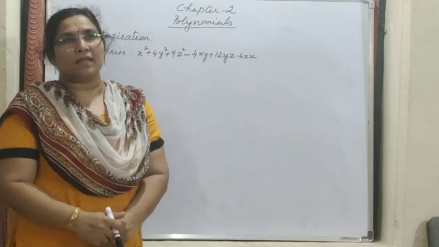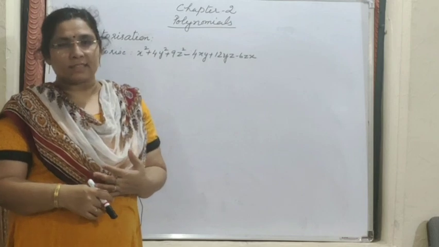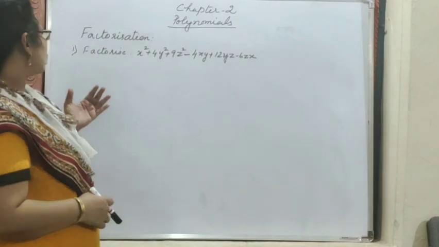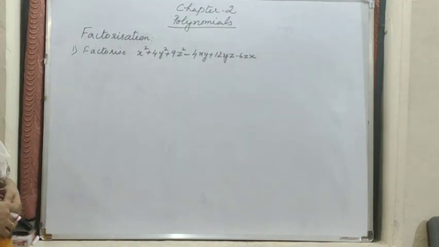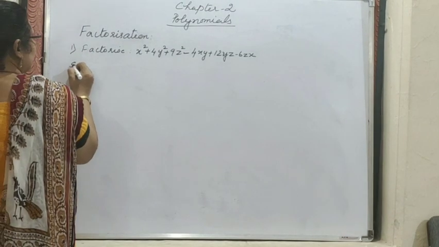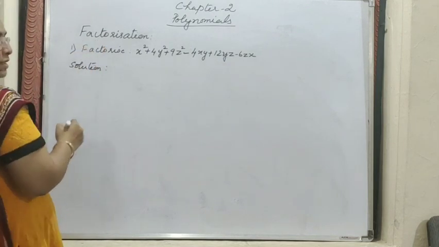Last class we have seen factorization of the polynomial based on some identities. Now today we are going to continue the same only. Factorize x square plus 4y square plus 9z square minus 4xy plus 12yz minus 6zx. So how to do the solution, let us see.